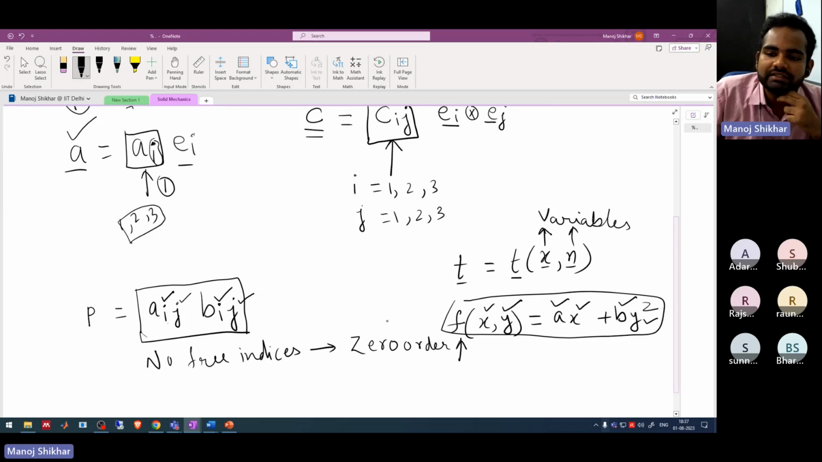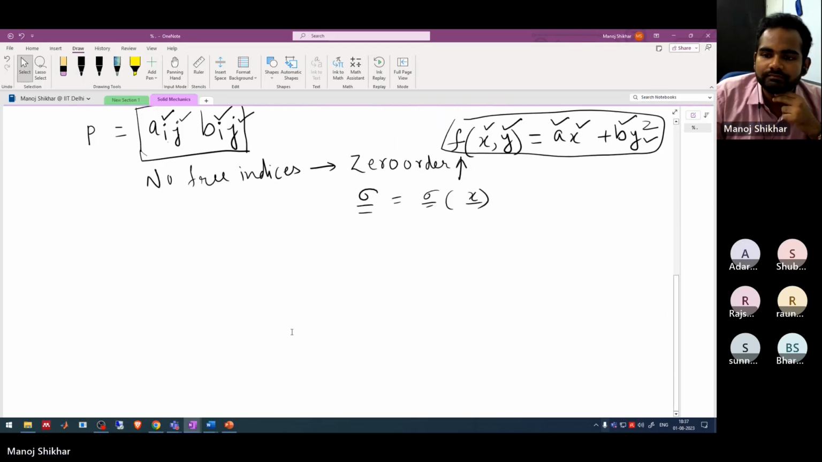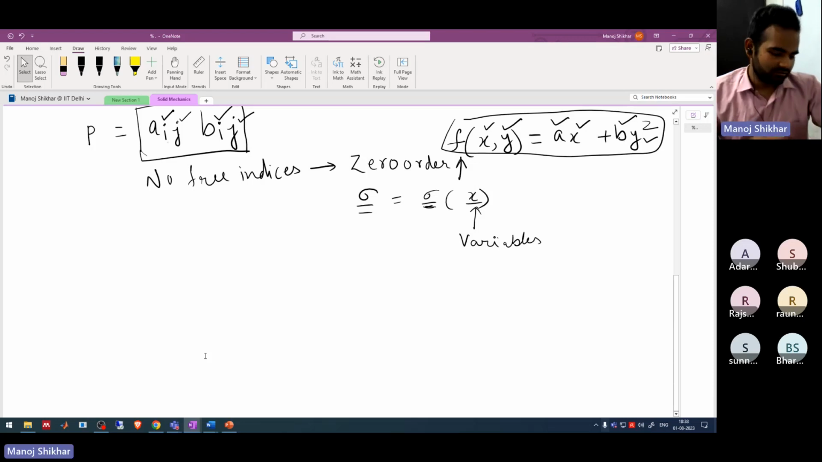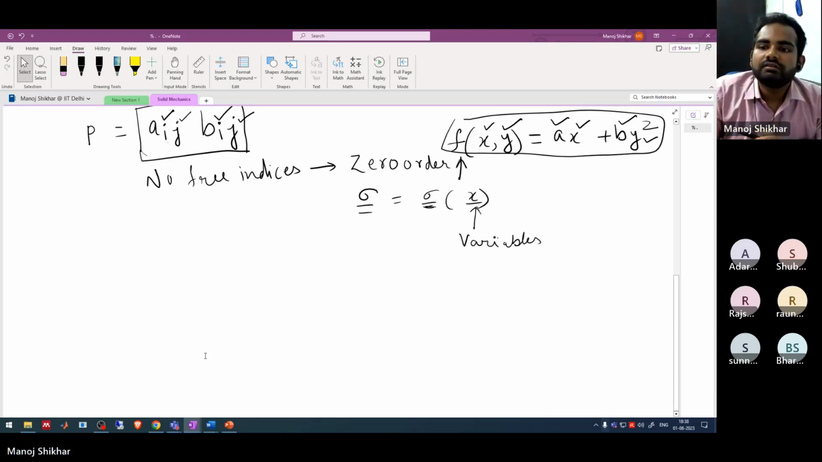Now, if you see this stress tensor sigma, we wrote it as this. What will be the order of this sigma? 2, sir. 2, right? But how many variables are here? 1. Okay. So I hope you understood what I wanted to say. Any other doubts, anybody?